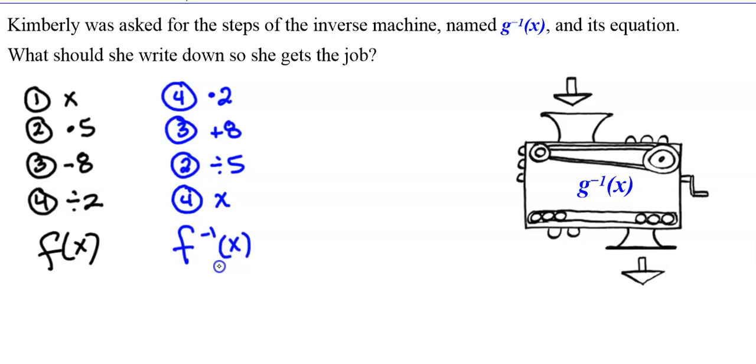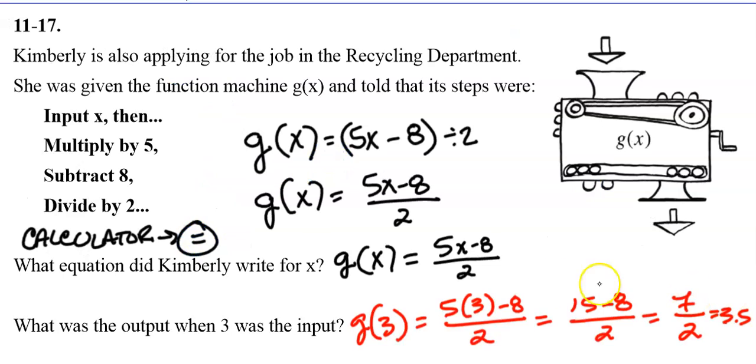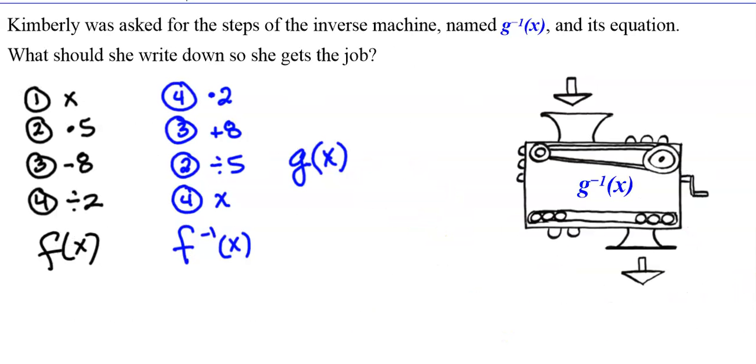So the inverse of this, let's see if we can make sense of this. Actually, they're calling it g of x, whatever. So the original g of x was 5x minus 8 over 2. So g inverse of x is going to take the blue order.